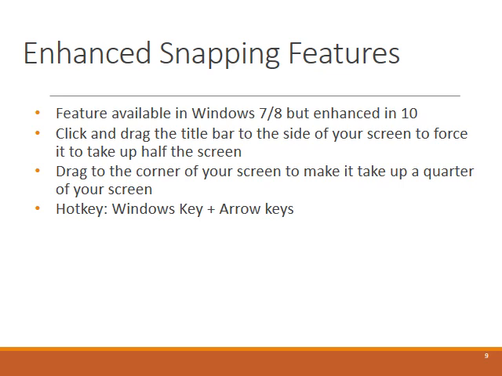So let's talk a little bit about the enhanced snapping feature. So this is a feature that was available in Windows 7 and 8, but it has been enhanced in Windows 10. What this feature allows you to do is click and drag the title bar. So this is the bar at the top of a window. And then you can slide it to the side of your screen, and then you can force it to take up that specific half of the screen.